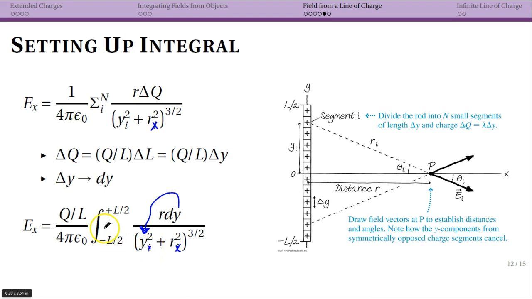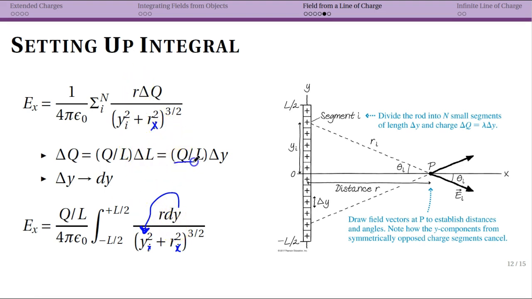Now you have to get the bounds on your integration right, and this is where the coordinate system is important. We're not integrating from 0 to L, we're integrating from negative L over 2 to positive L over 2, and that really is going to matter. Additionally, don't forget that we did acquire that R on top, and that came from geometry.